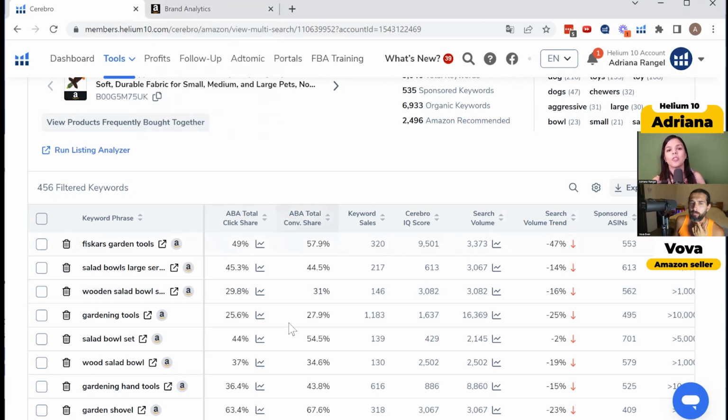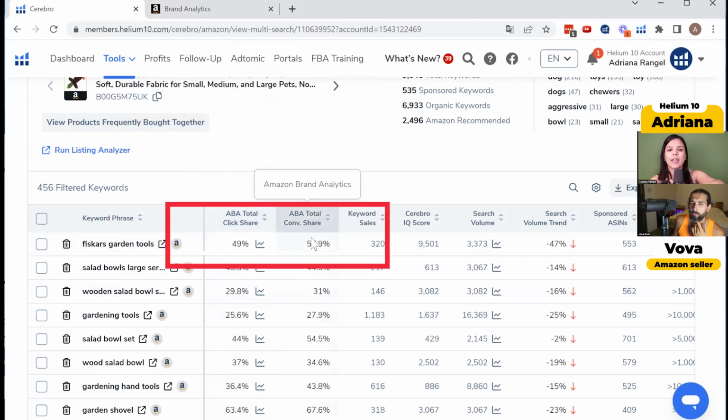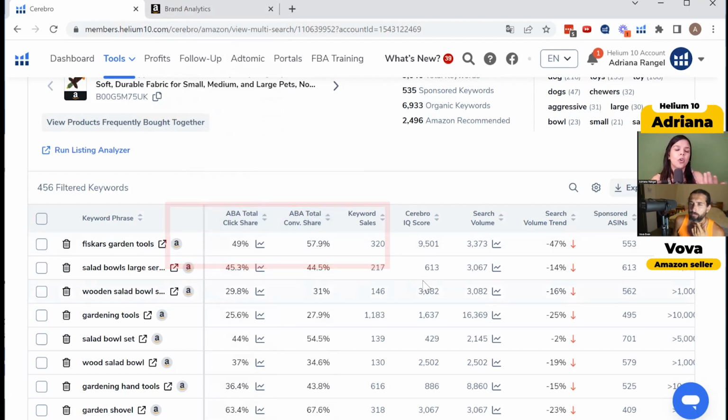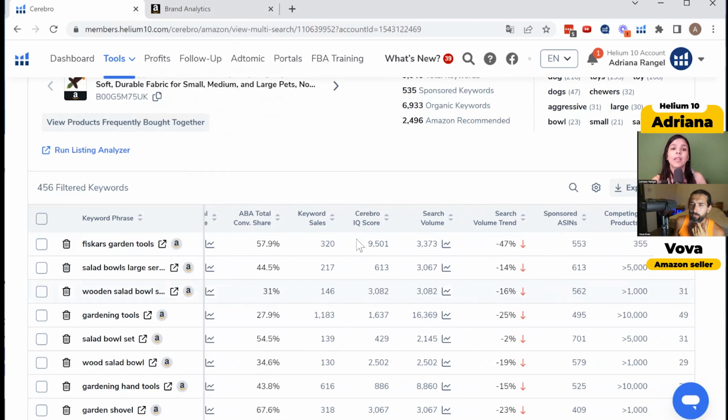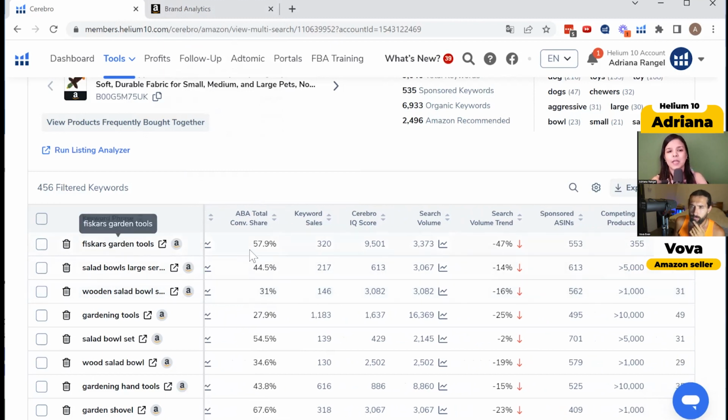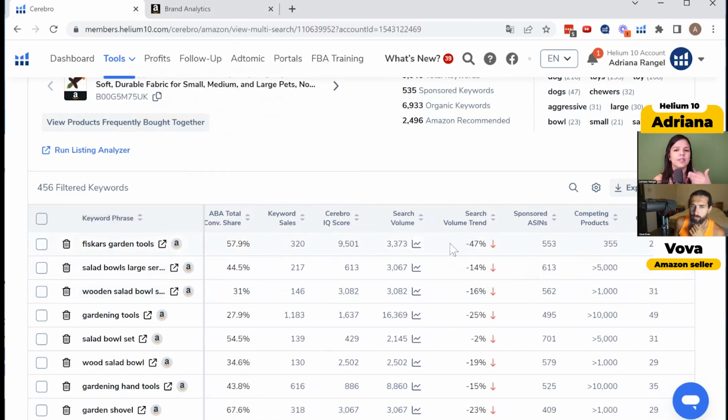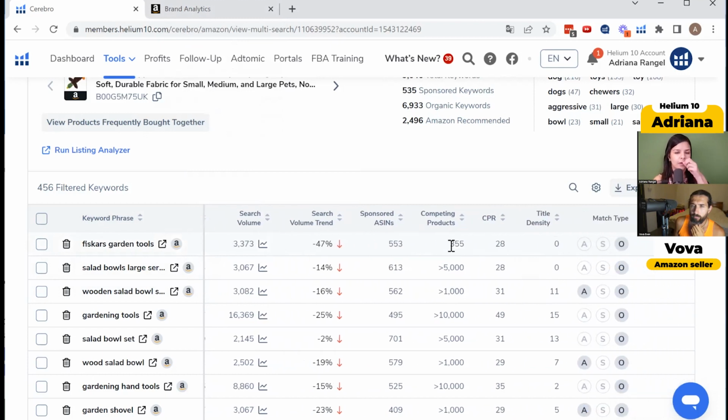And then, of course, you'll see this information there too. You'll see the columns for total click share and total conversion share. And I would argue that the convenience of doing this inside of Helium 10 is that you don't only see that information, but you also see how many keyword sales this keyword is getting. You see the search volume, and you see the trends, which are very useful. As you can see, there are some niches that go down during certain months, like gardening would go down during the winter months, etc.